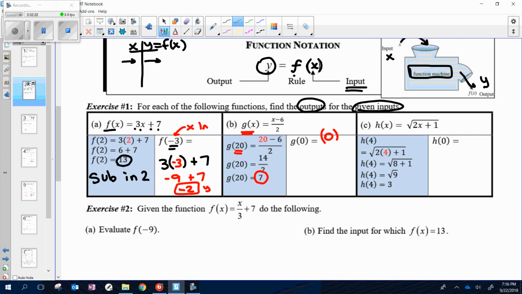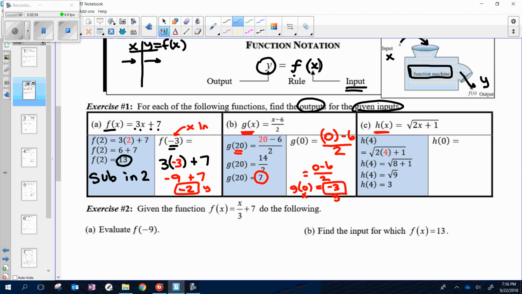Let's do it with 0. Usually I use parentheses, just in case we have a negative. That keeps everything calculated the right way. So really I have 0 minus 6 and divided by 2. So the g of 0 gave me -3. The input was 0, so this is x, and this is y.